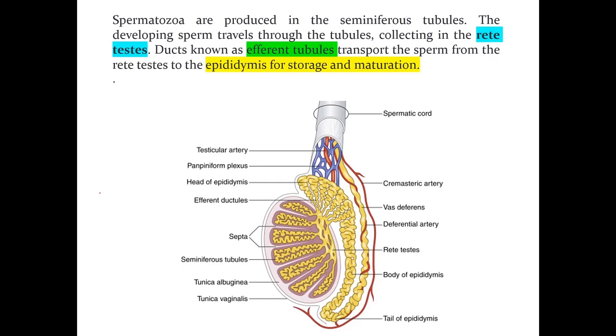This rete testis is a network of tubules just adjacent to all the seminiferous tubules. You can see from this seminiferous tubule, they link to a network that is called the rete testis. Okay, from the seminiferous tubules, all the sperm cells that are produced link to a network of tubules called the rete testis. Now, from the rete testis, you have ducts known as the efferent tubules. They transport the sperm from the rete testis to the epididymis for storage and maturation.